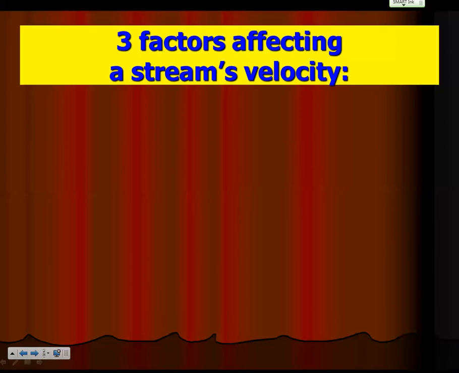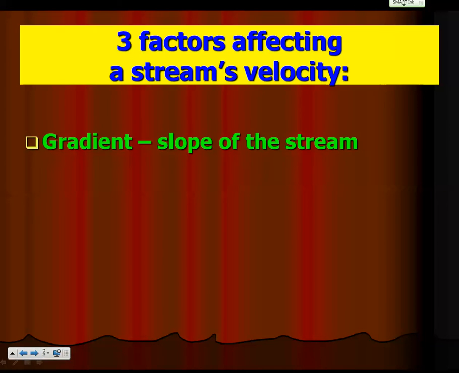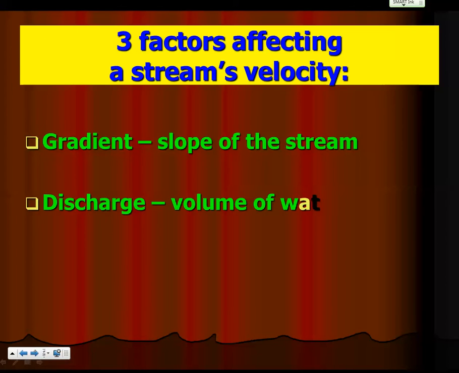Three factors affecting a stream's velocity. Now we already learned about slope or gradient of a stream. Obviously the steeper, the faster it's going to flow. But this is a new term here, discharge. Discharge just means how much water is actually in the stream or the river. It's the volume of water. And obviously after a rainstorm or a snow melt, you're going to have a lot more discharge and the river's going to go faster.